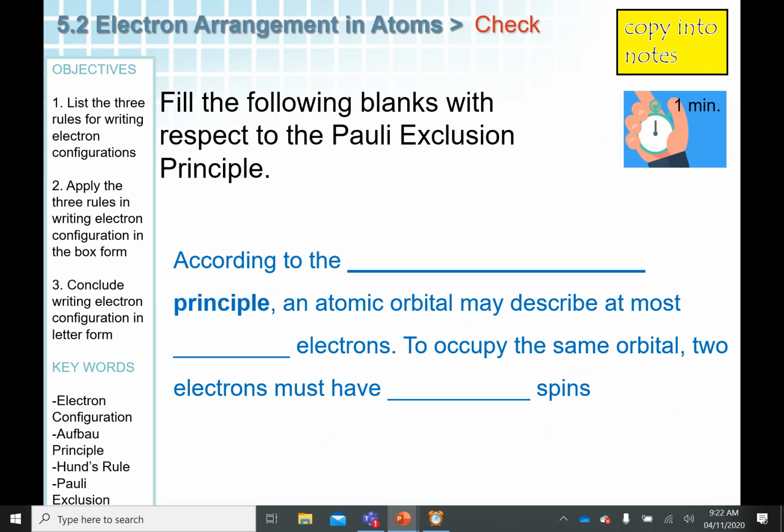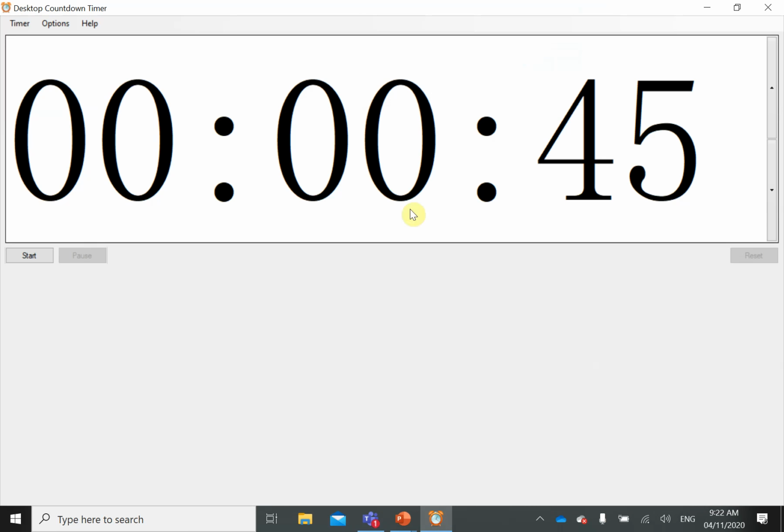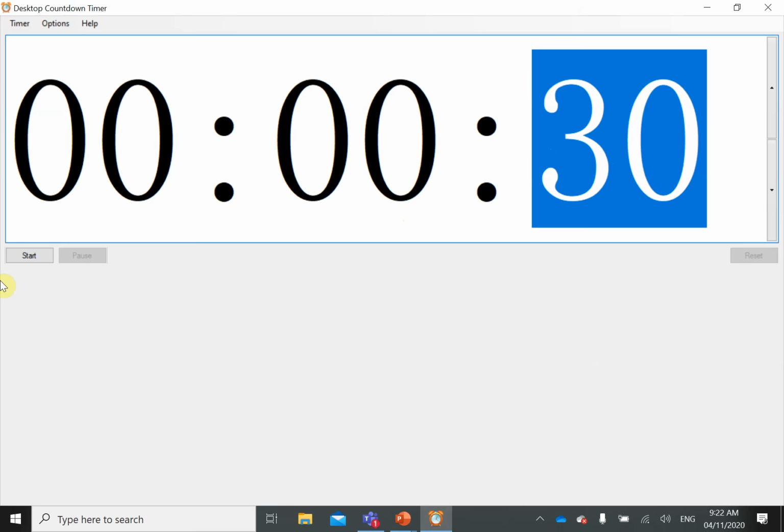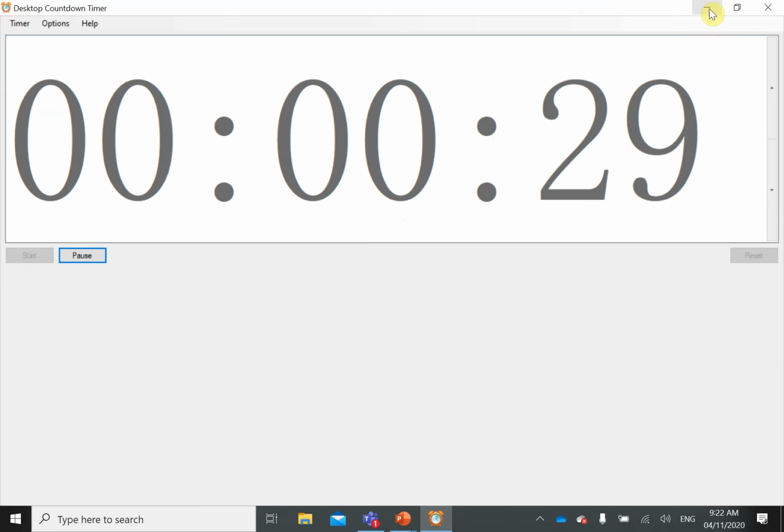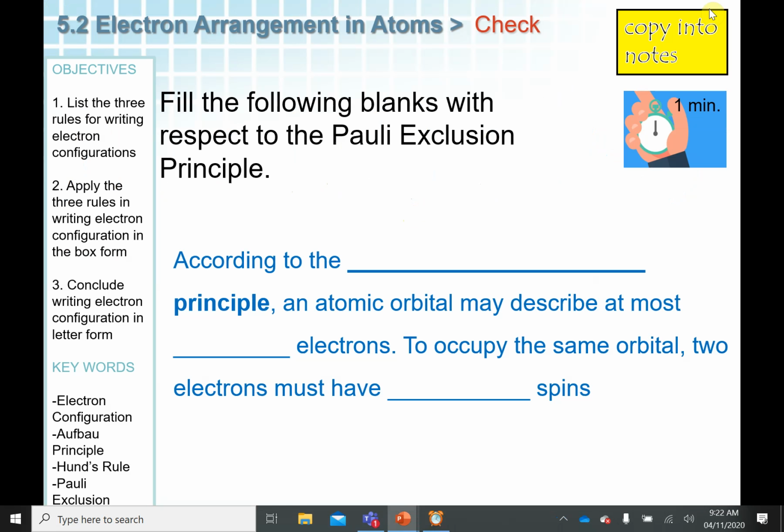Now, our last question for now, I need you to fill these blanks based on what you understood from Pauli's exclusion principle. According to what principle, an atomic orbital may describe at most how many electrons? To occupy the same orbital, 2 electrons must have how many spins? What do you think?